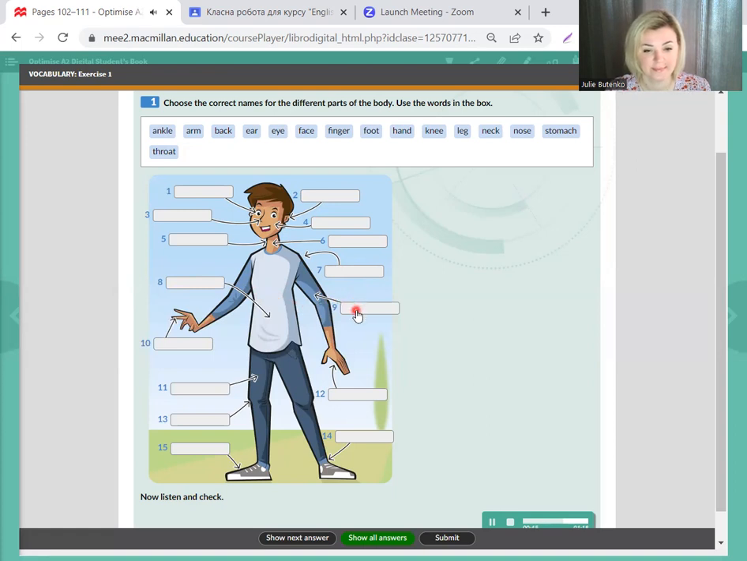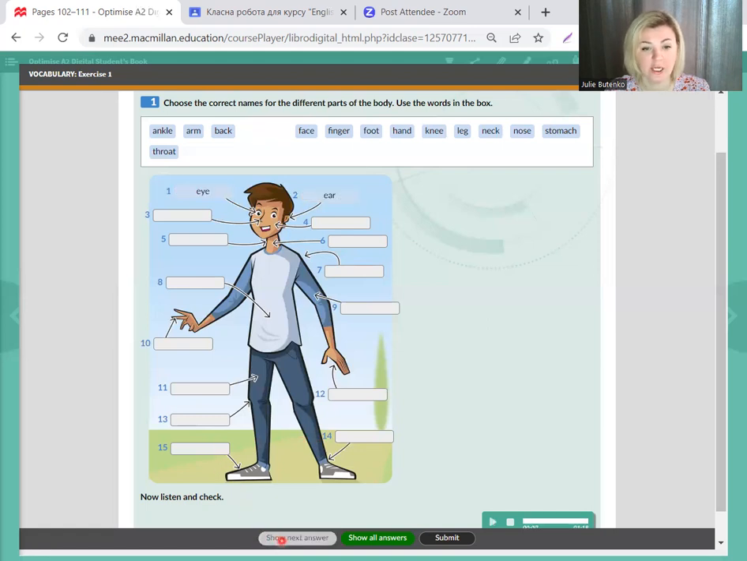9. Arm. 10. Finger. 11. Leg. 12. Hand. 13. Knee. 14. Ankle. 15. Foot.